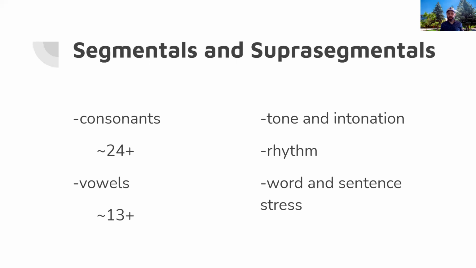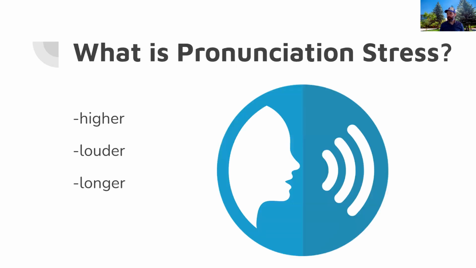And supersegmentals go beyond just individual sounds. They cover things that happen at the word level, the sentence level, or even larger sections of discourse. So things like tone and intonation. Tone is more at the word or sound level. Intonation is more at the larger sentence discourse level. We'll talk about that maybe later. Same thing with rhythm. But for this video, we want to talk about word and sentence stress and how they relate to both pronunciation and grammar.